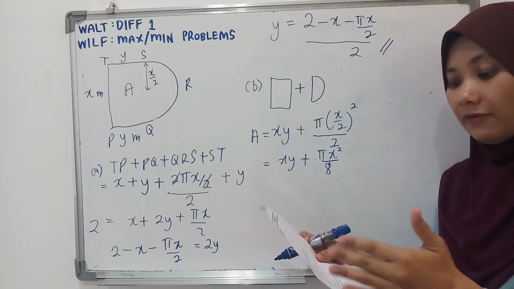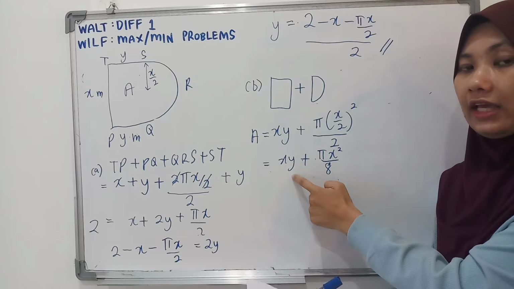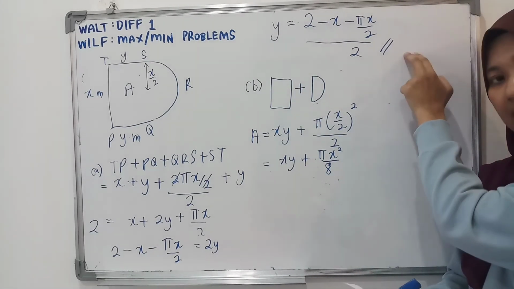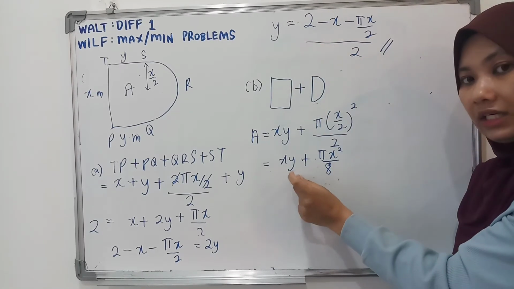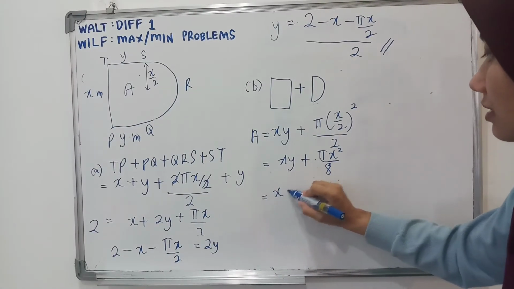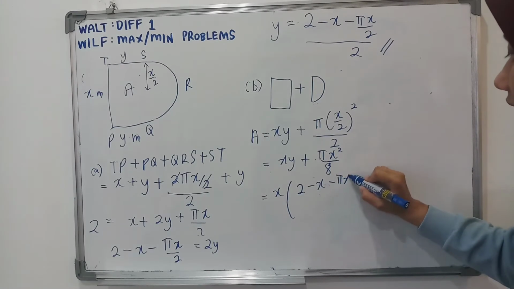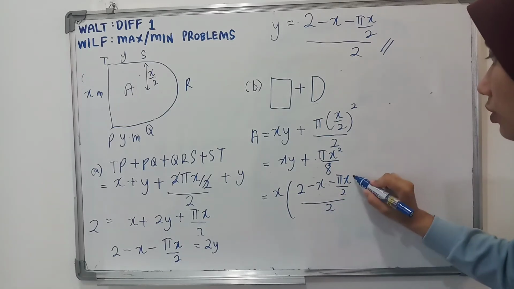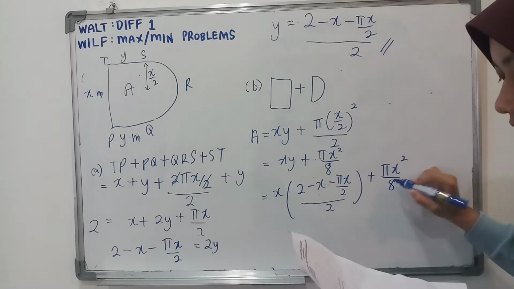But then see the question. The question asks us to leave our A in terms of X only, but I have Y here. So I need to get rid of Y. How I get rid of Y is by using the first answer just now, the answer from part A. You take everything here, this is Y, you substitute in here. So you will get X times Y, now Y is 2 minus X minus pi X over 2, plus pi X square over 8.